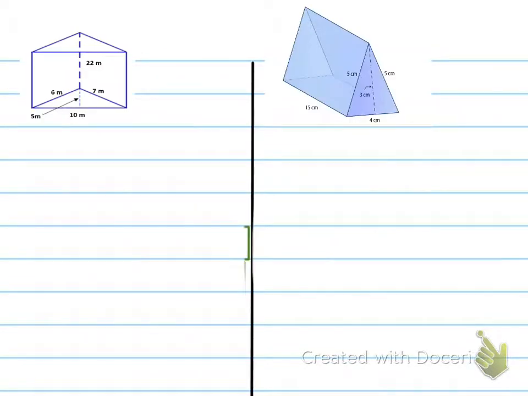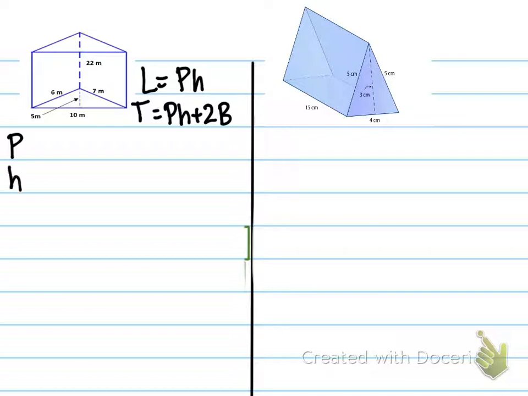Okay, so let's look at these questions. First, I'm going to write down the formula for the lateral, which is PH, and the formula for the total surface area, which is PH plus 2B. And I'm going to write down what I need to find: the perimeter of the base, the height, and the area of the base. The base is this triangle right here, and our perimeter is 6 plus 7 plus 10, which gives us a perimeter of 23.